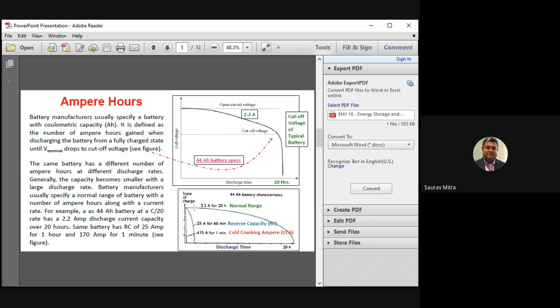The first graph is called the normal range. So it's a 44 ampere-hour battery. You're asking for 2.2 ampere. It is running for 20 hours. This is called the normal range.